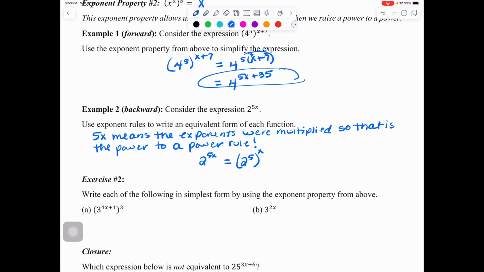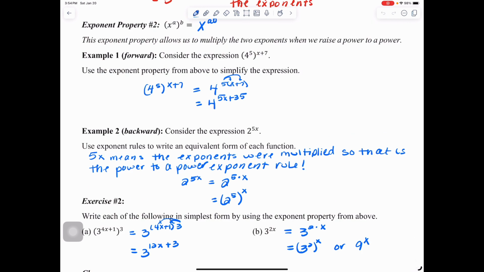And if I want to check myself, I know the exponent rule when I have power to a power is to multiply them. So looking at the way I wrote it, I would do 5 times x, which would be 2 to the 5x, which is exactly what I started with. So I'd like you to pause the video and try the 2 questions underneath exercise 2, and then resume the video to go over your answers.